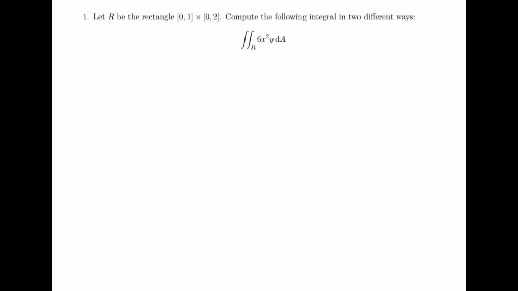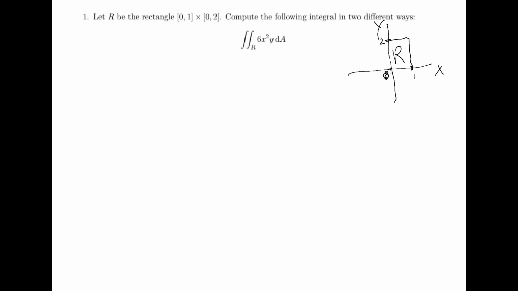So we have a rectangle and we have to compute the following integral in two different ways. In this case it's easy, but in general it's always useful to first make a quick sketch of the region. So we have the x and the y axis. Here we see x goes from 0 to 1, and y goes from 0 to 2. So this is what our rectangle looks like.